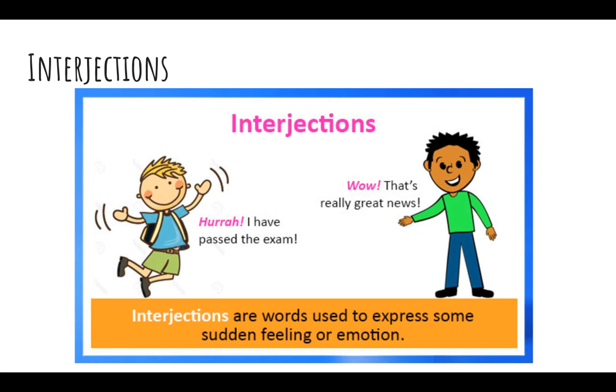And then the last one we have for today is interjections. An interjection is a word used to express feeling or emotion. So it's kind of like an exclamation. Hurrah, I have passed the exam. Wow, that's really great news. Wow and hurrah or hooray are the interjections. Or if you say, ah, there's a monster, that is an interjection. Okay?